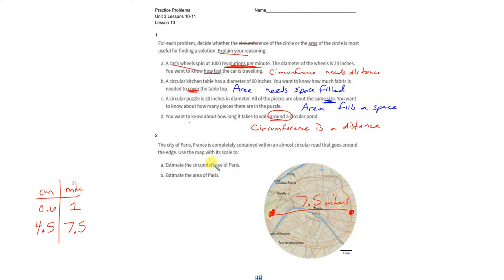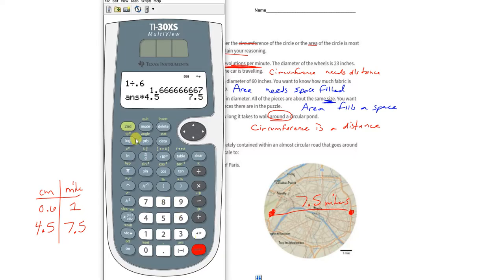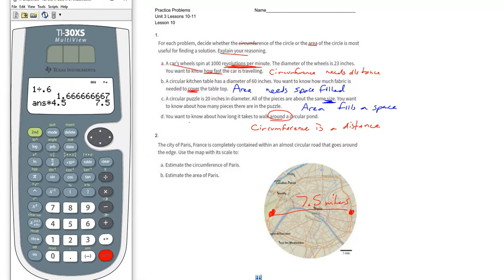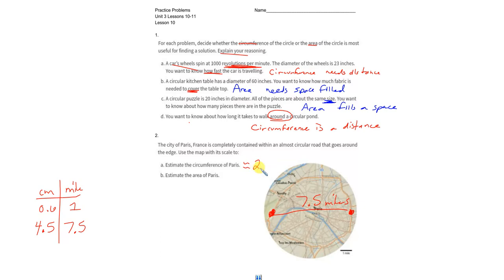And we want the circumference, so all we have to do there is multiply that by pi, and we'll have part A. So part A, 7.5 is already on my screen, so I'm going to multiply it by pi. It does say estimate, so I guess I could just multiply that by 3. I'm going to say about 24 miles around. If you are somewhere between 20 and 25, you're probably going to be okay there.